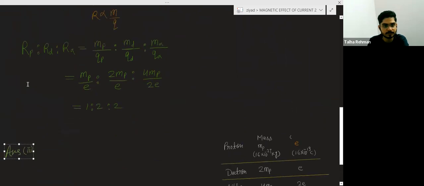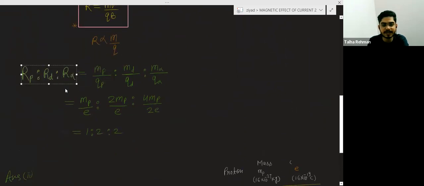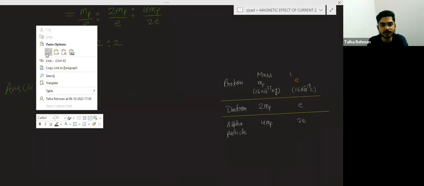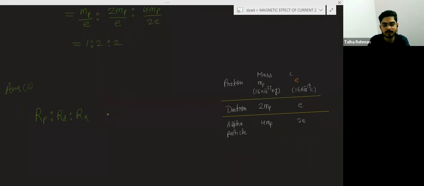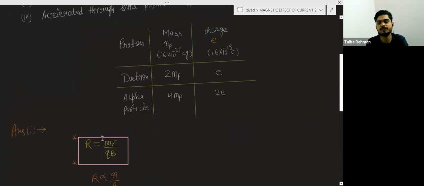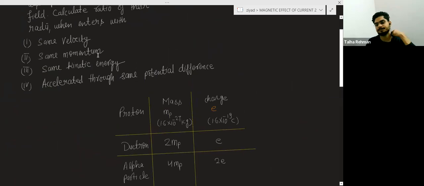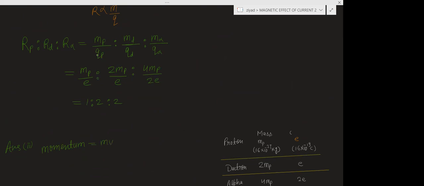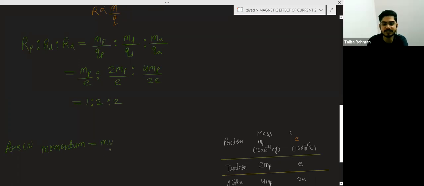Answer number second. In answer number second also, they are asking the same, the ratio of the radius, but according to the condition we have to find. But first we should see what is given for the condition. Momentum. So what is momentum? Momentum is mass into velocity. So this time this momentum will remain the same.